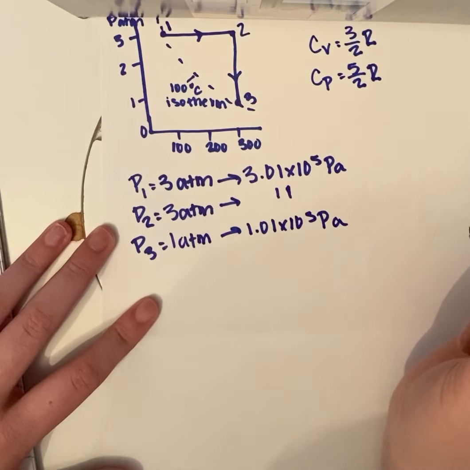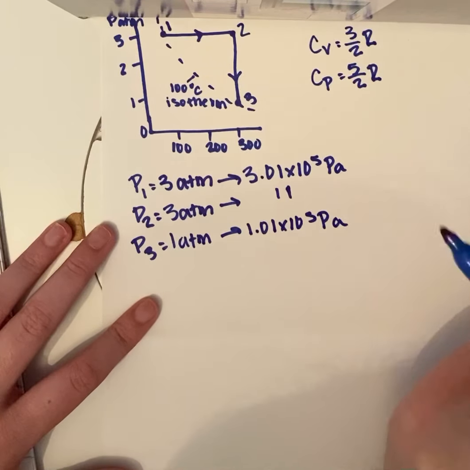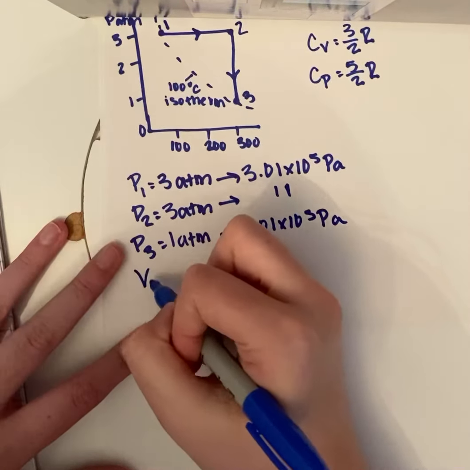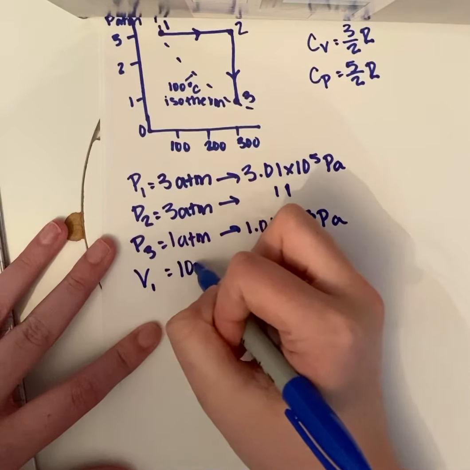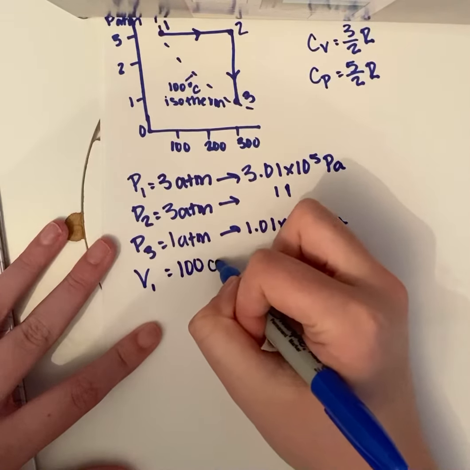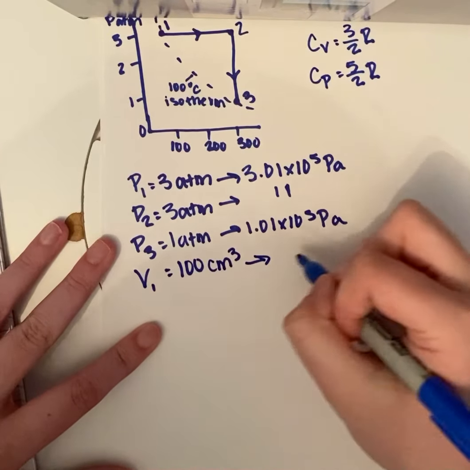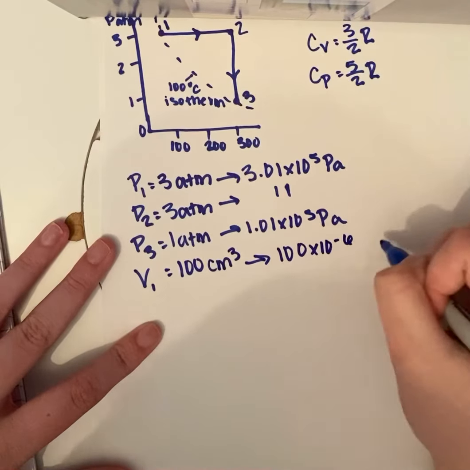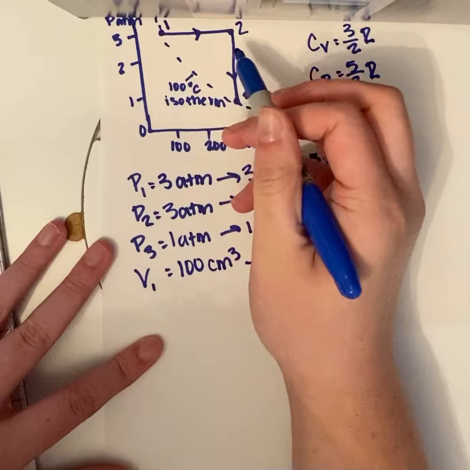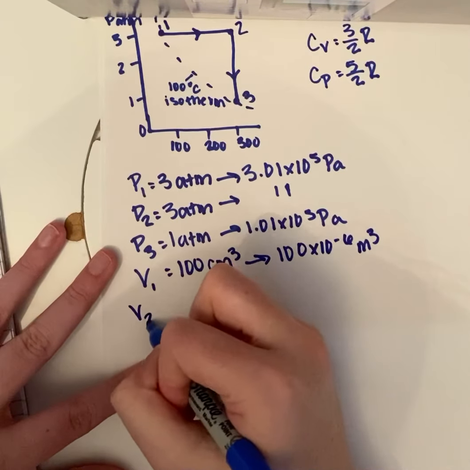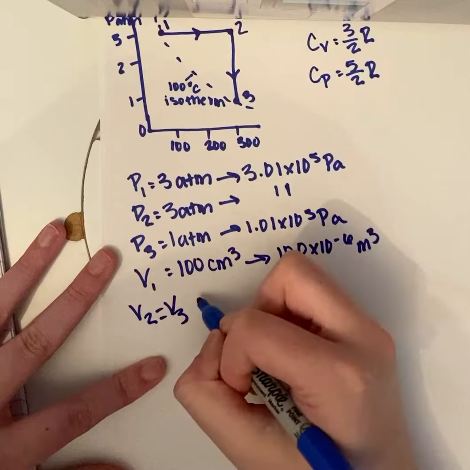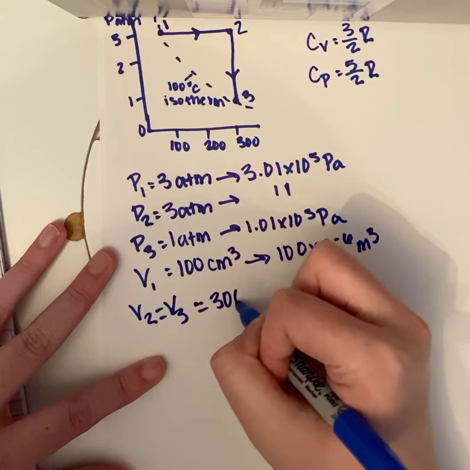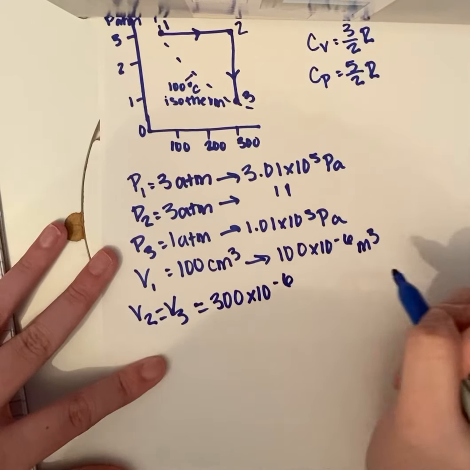We also know volume 1 and volume 2 as well as 3. So volume 1 is 100 centimeters cubed, and we want this in meters cubed. So 100 times 10 to the negative 6. Volume 2 and 3 are the same, so we're going to write that like this, which is going to be 300 times 10 to the negative 6 meters cubed.